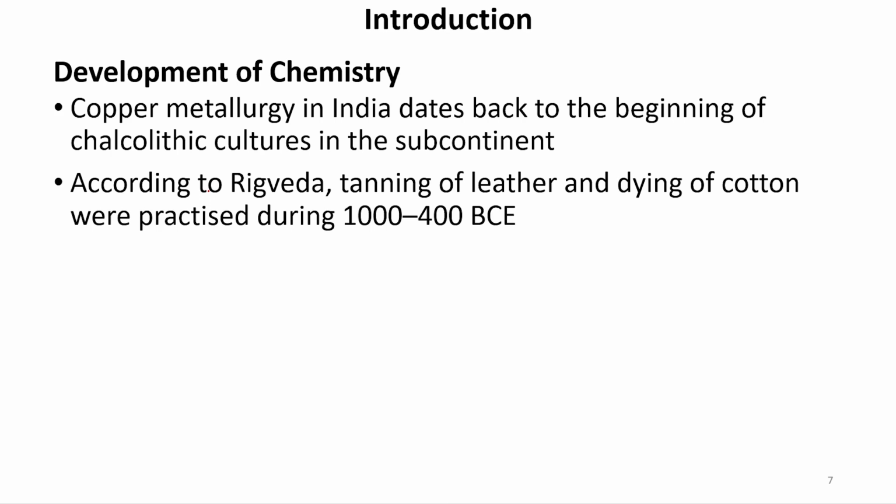Copper metallurgy was developed in the early Chalcolithic age. The Chalcolithic age is mainly the start of the copper age, so copper metallurgy had started in India also. And according to Rig Veda, the methods of tanning of leather and dyeing of cotton are described. Tanning of leather mainly refers to the process used to protect leather from getting decomposed by bacteria. Rig Veda has described these methods, and they were practiced in 1000 to 400 BC.